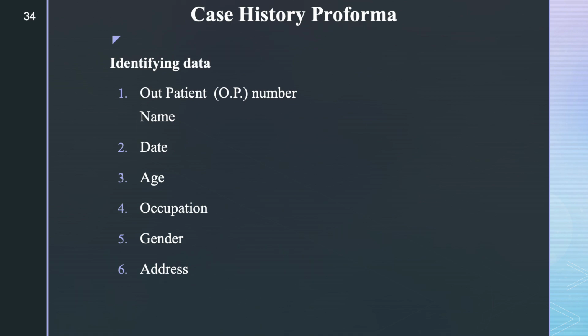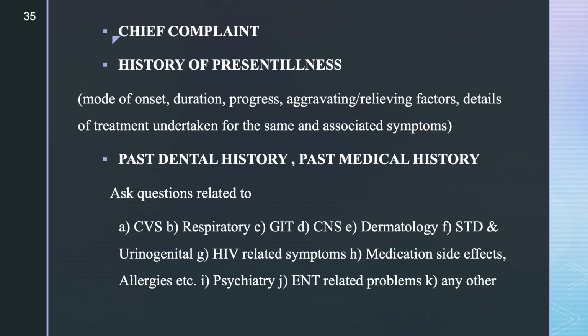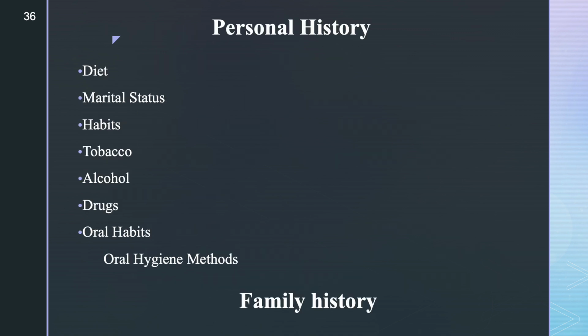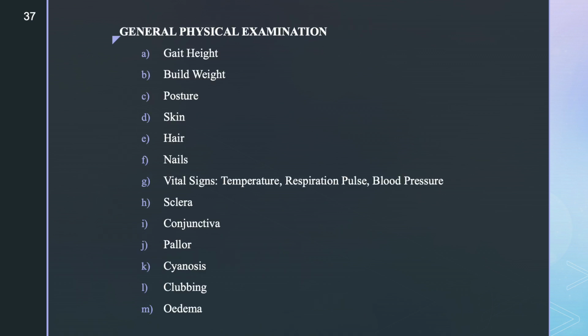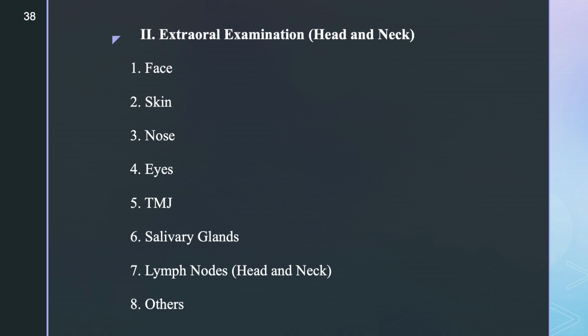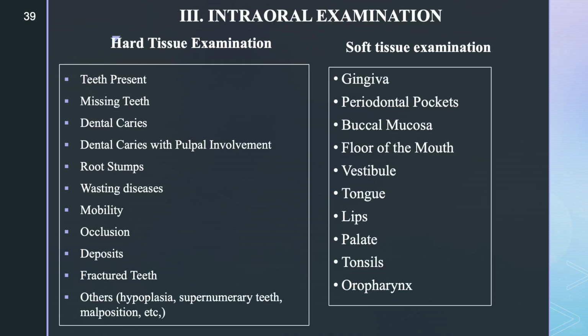Now that you know the clinical etiquettes, this is a short case history proforma which you can go through, to see the way we record a patient's history in detail. We have the demographic data, which includes the patient's identification number, the name, age, gender, occupation, and address. We have the chief complaint, history of presenting illness, past medical history, dental history, and personal history, and we have the family history. These are the general physical examination findings, and then we have the extraoral findings and intraoral findings. And intraoral, we have specifically the hard tissue and soft tissue examination.